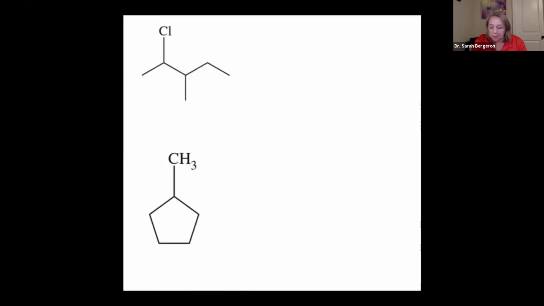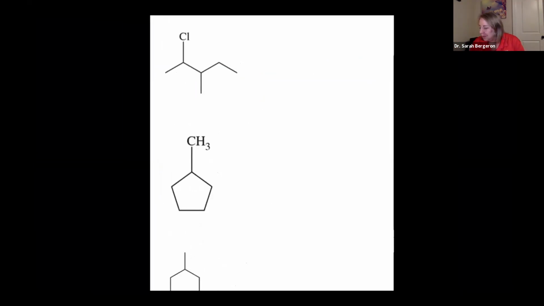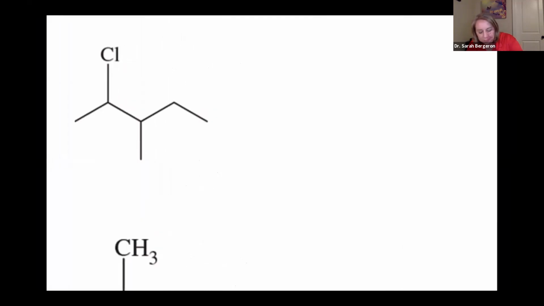So let's do a few of these. And these are on page, let's see, 154. Page 154, if you want to go ahead and see them. I'm just kind of walking them through.